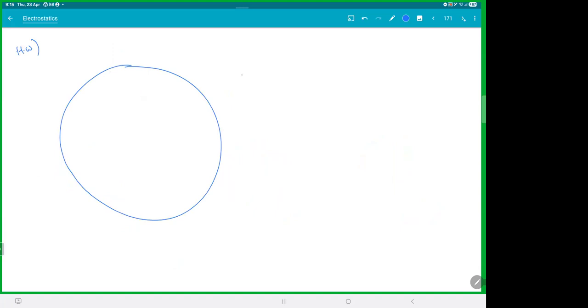Let's do a simpler version. Let's say lambda is equal to lambda not sine theta. This is the distribution for the whole ring, radius r. Find the dipole moment of this ring. You can try this as homework and verify. As theta is changing, some parts of the ring will be positive, some parts of the ring will be negative.